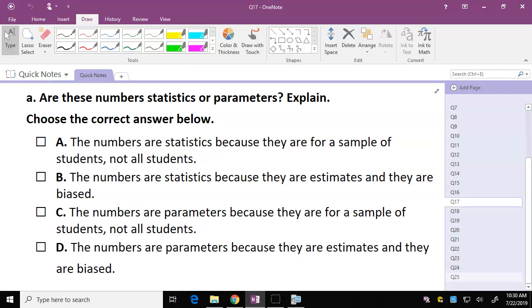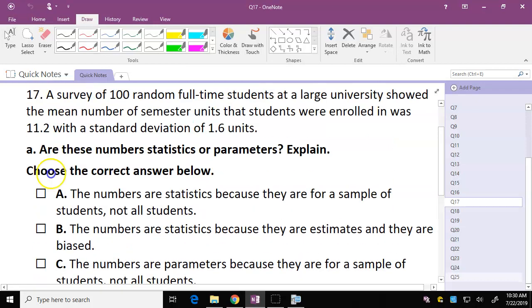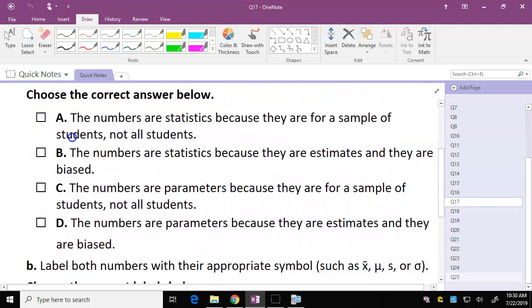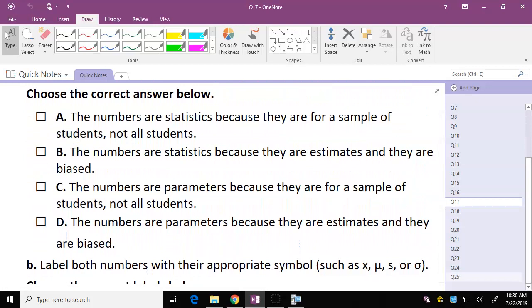Why is it definitely a statistic, Antonio? Because it's a survey, right? It's a sample. Okay, that's not all the students. So who would this be then? B, these numbers are statistics because they are estimates and they are biased. So these numbers are biased? No. It would be A. Yeah. They're not biased. It's not biased by any means.